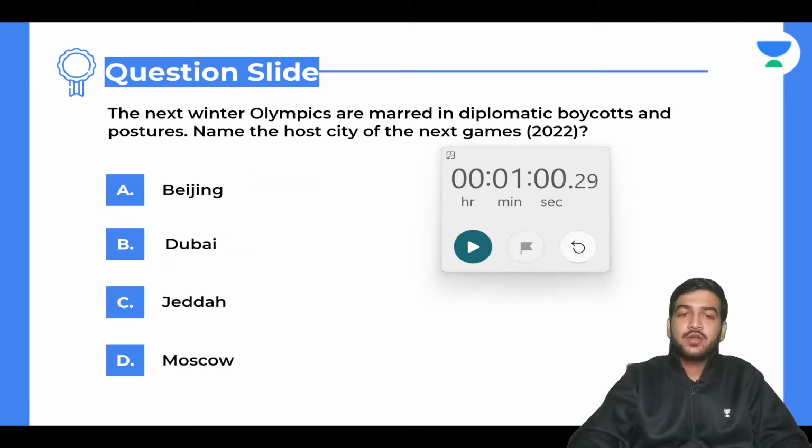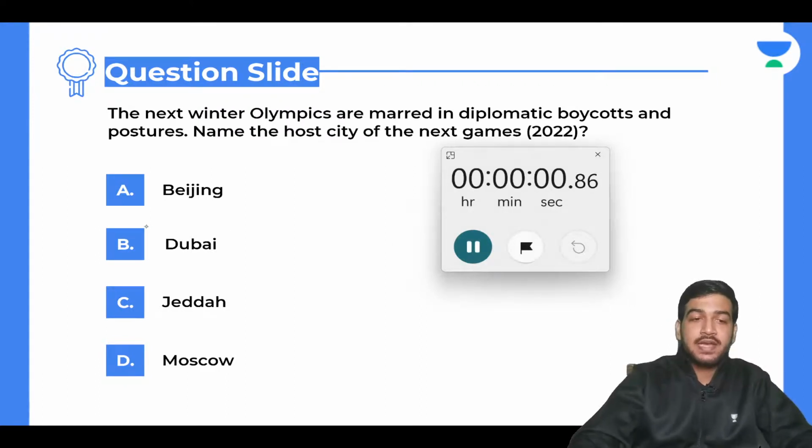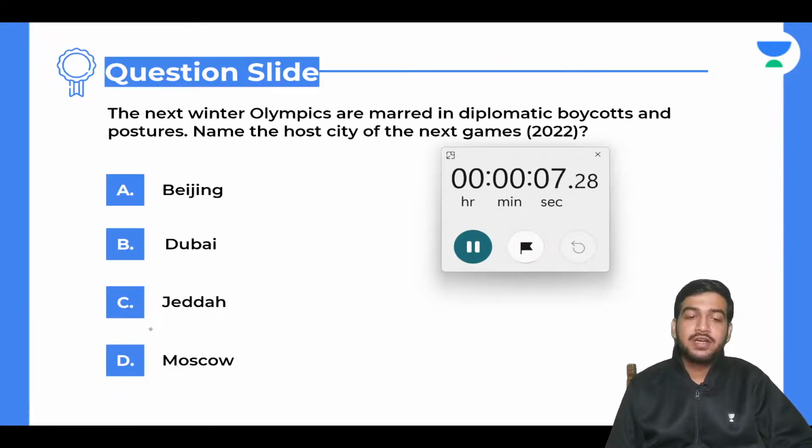The next Winter Olympics are marred in diplomatic boycotts and postures. Name the host city of the next games, that is 2022. The Winter Olympics are next going to be held in A. Beijing, B. Dubai, C. Jeddah in Saudi Arabia, or D. Moscow.